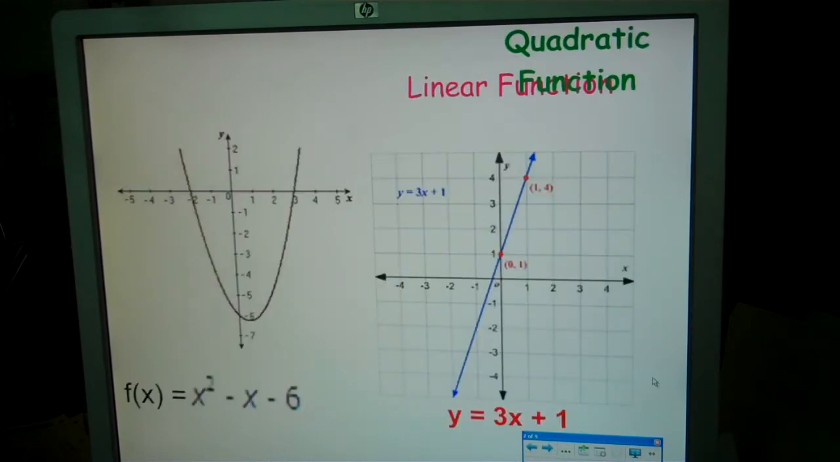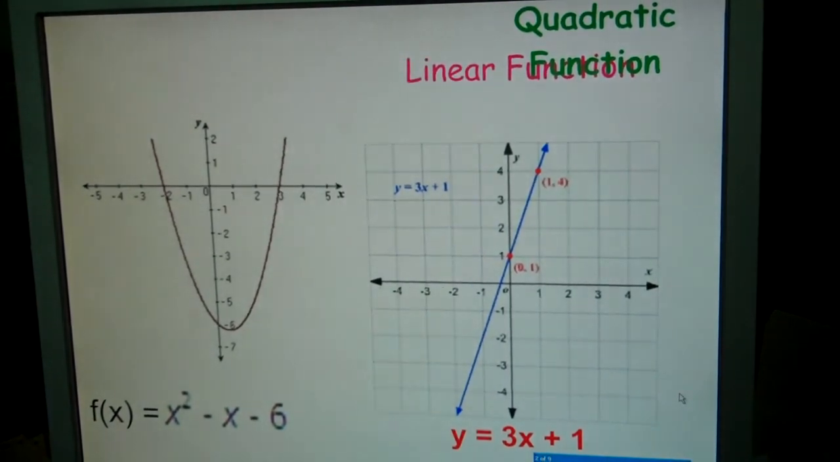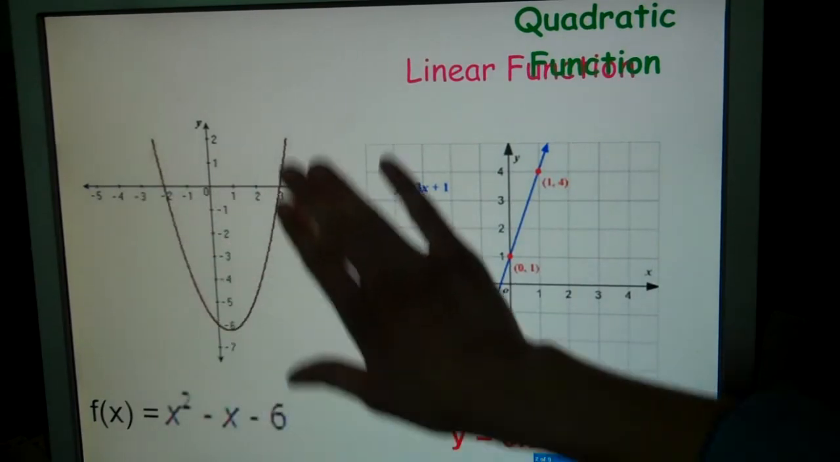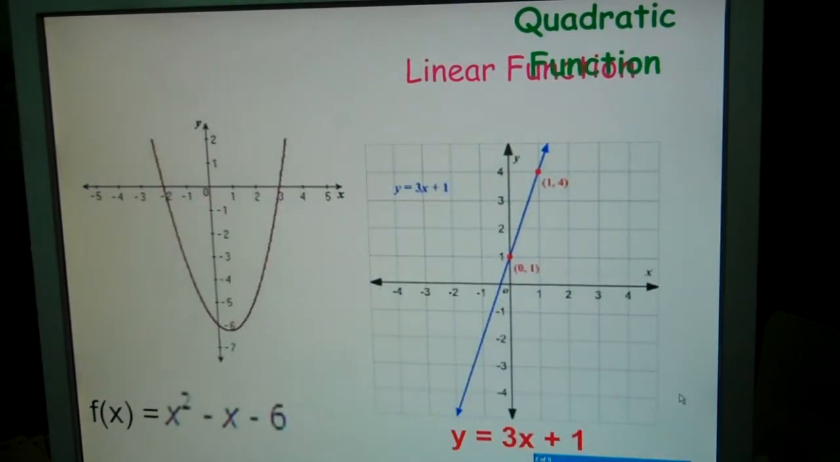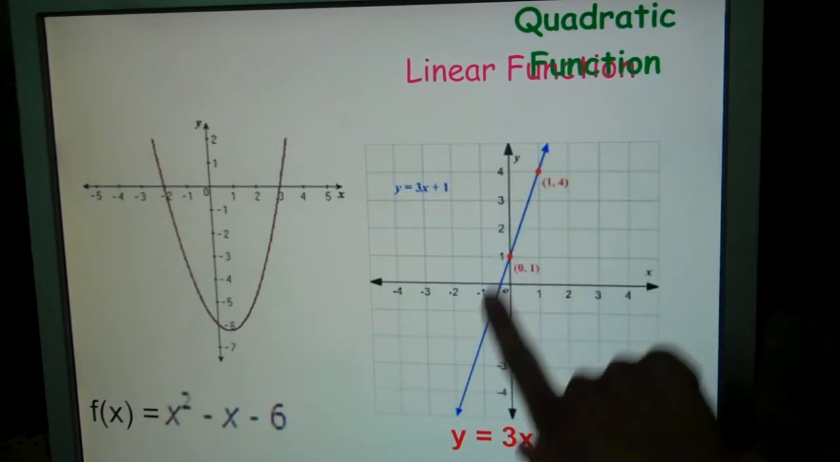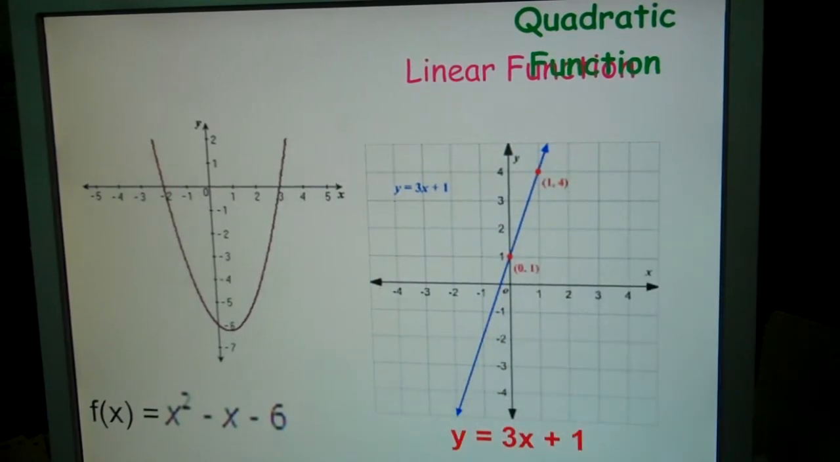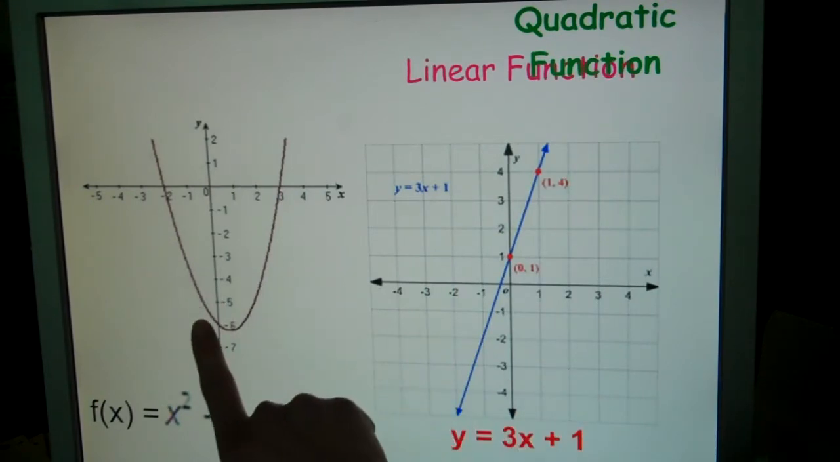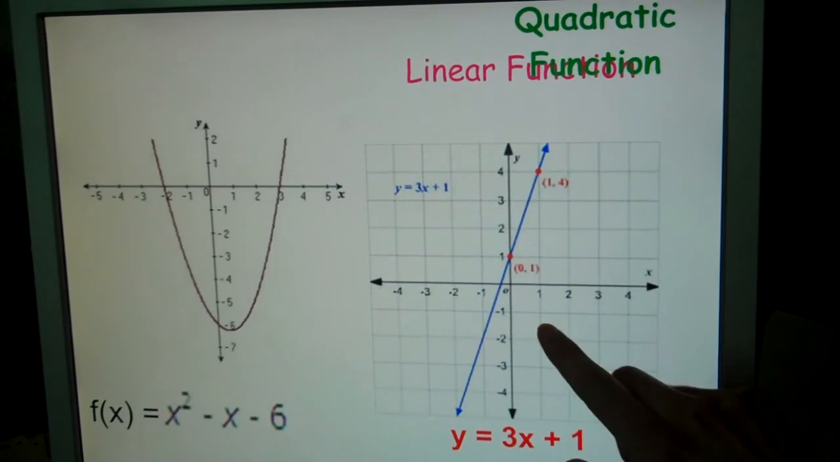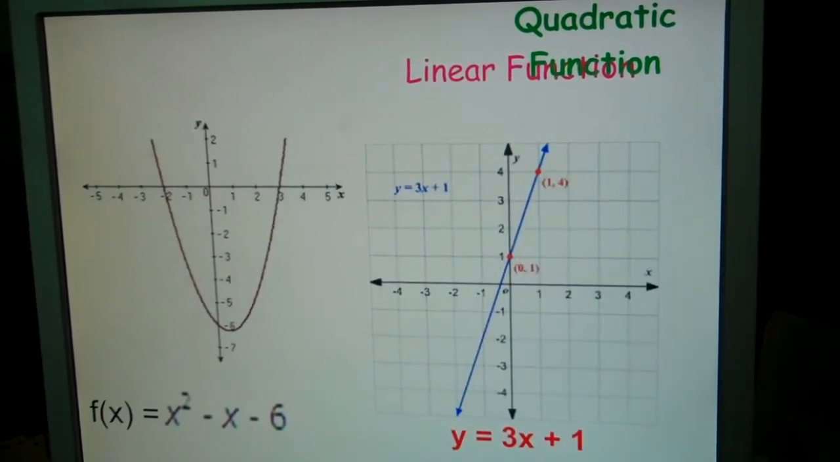So first things first, we have two functions here. Let me zoom in on that just a teensy. There we go. That's a little bit better. We have this one that looks a little U-shaped. I don't know that we've ever seen that before. And then we have this one, where we have y equals 3x plus 1. One of these we have done before. Have we done A or B? We have done B. We've done this.